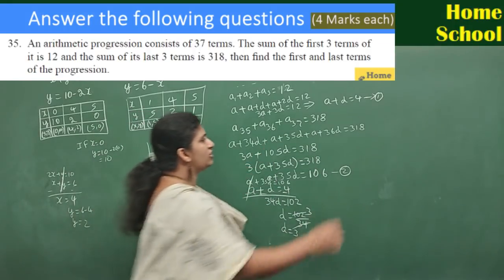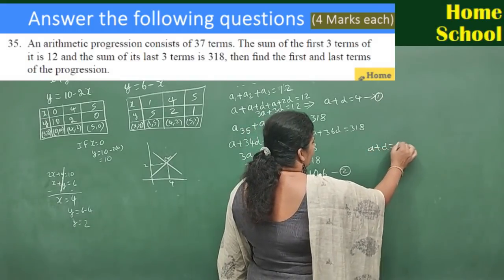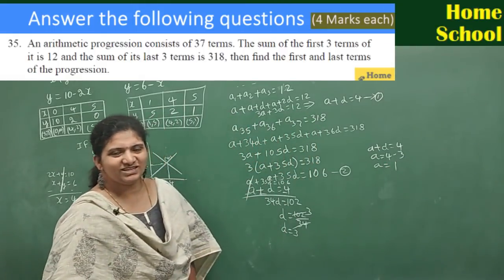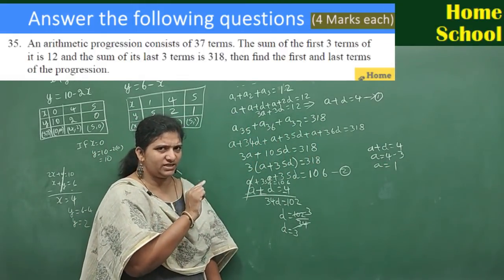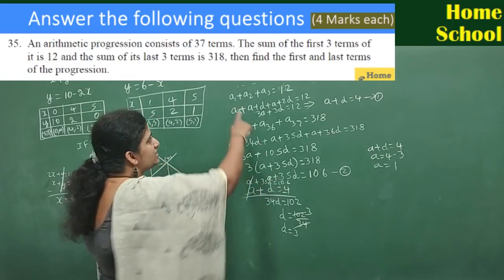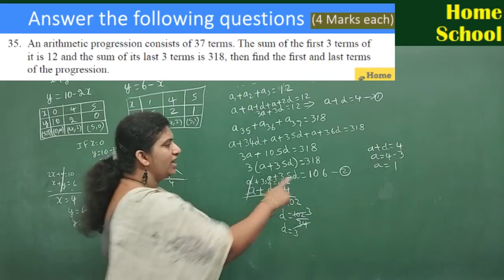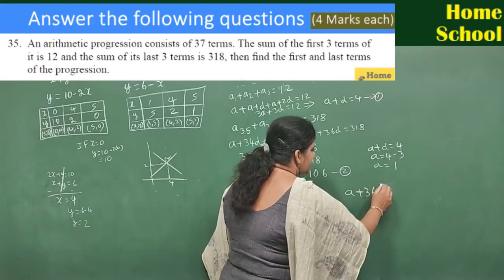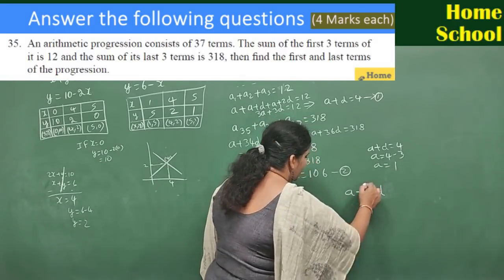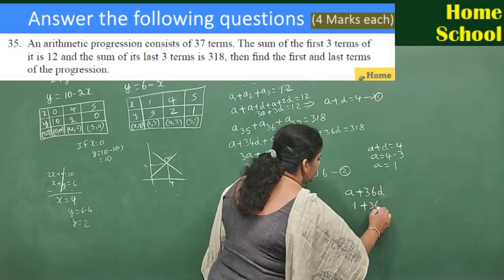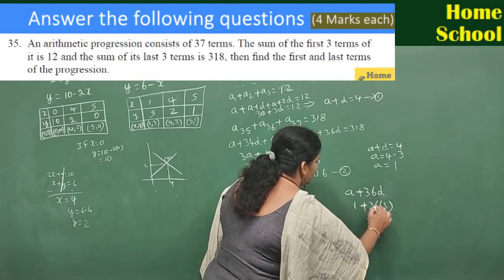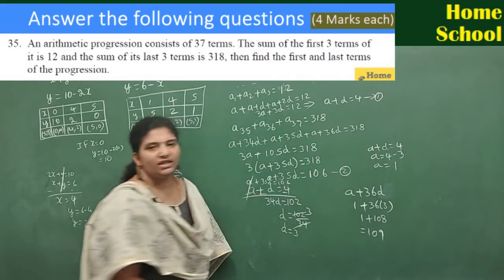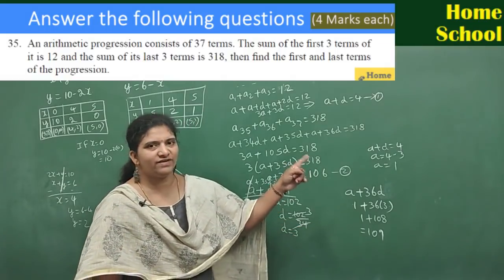If D is 3, substitute here. A plus D is equal to 4. A is equal to 4 minus 3, A is equal to 1. Finished. Then what is your question? Find the first term and find the last term. First term is A1, that is A. First term is 1 and your last term A plus 36D is your last term. A value is 1 and D value is 3. Substitute. 36 3s are 108 plus 1 is equal to 109. Therefore, your last term is 109 and your first term is 1.